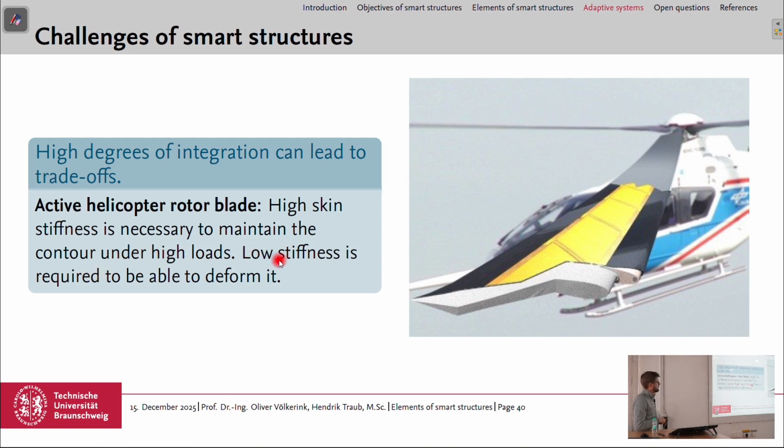But you need rather low stiffness to be able to deform it, to have these ±2 degree change in the angle of attack of the rotor blade. So you have to trade off a high skin stiffness for the load bearing purposes, and the low stiffness to be able to deform it, and you have to find an optimum or a trade-off between these two.